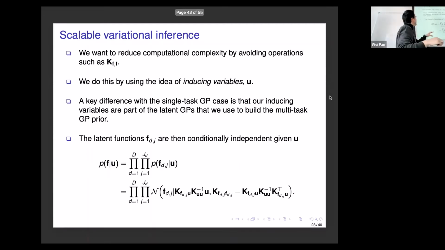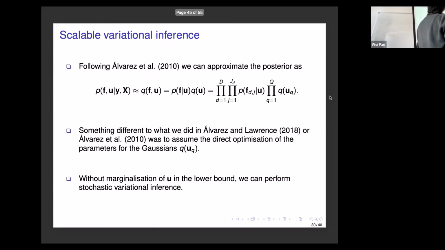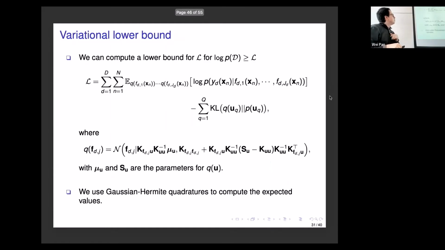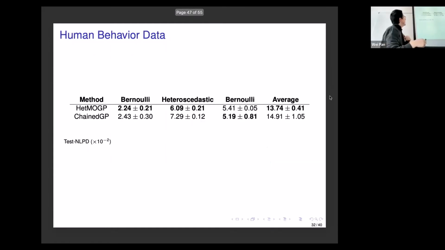I'm not going to go through the details of this, obviously. We combine all this with something called inducing variables, which allows us to handle large-scale data sets. The details are in the paper. I'm just going to skip to the results then. So this is the human behavior data I was showing you before, and we did a similar experiment where we removed some data for some of the outputs and then looked at the predictions that the model would make on those parts of the data that were removed.